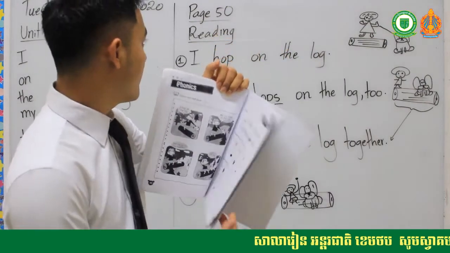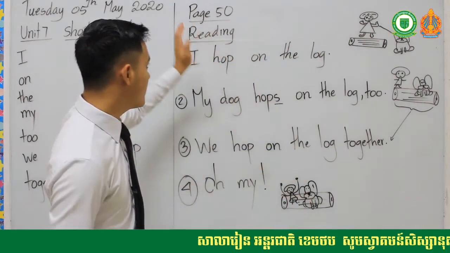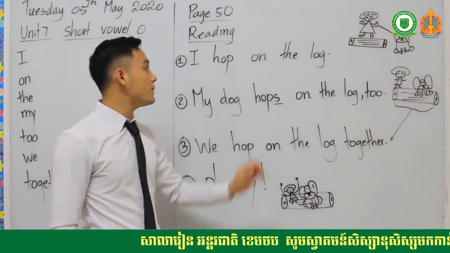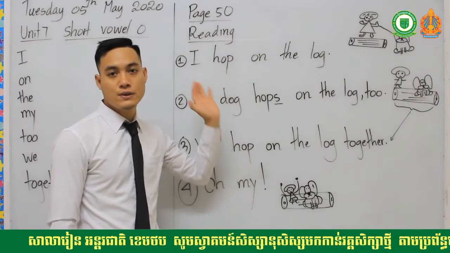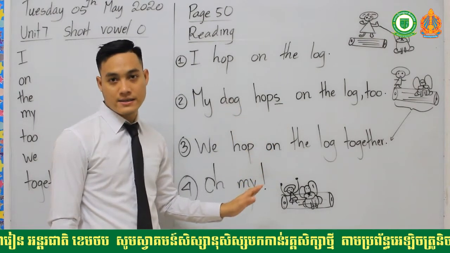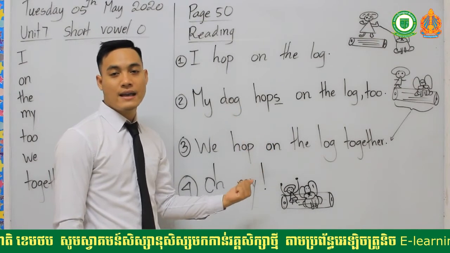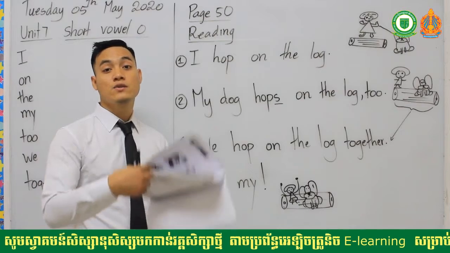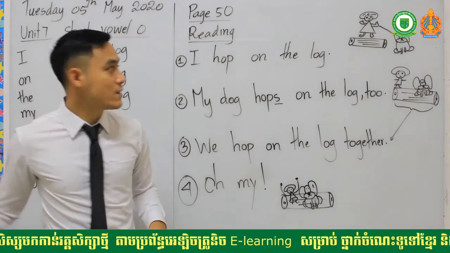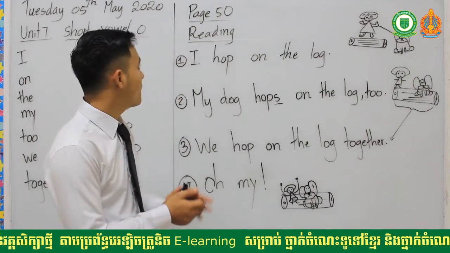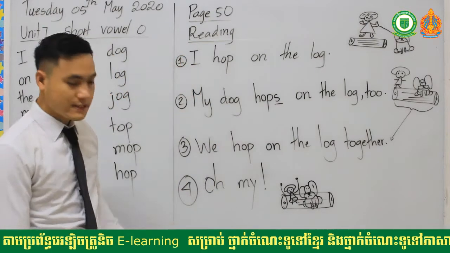Page 50. But because I am far away from you, I wrote those sentences on the board so it's easy for you to read and practice or repeat. So just repeat after me first, and then I will assign you to read in your textbook. Our reading right here is on page 50. Then we have 4 sentences.